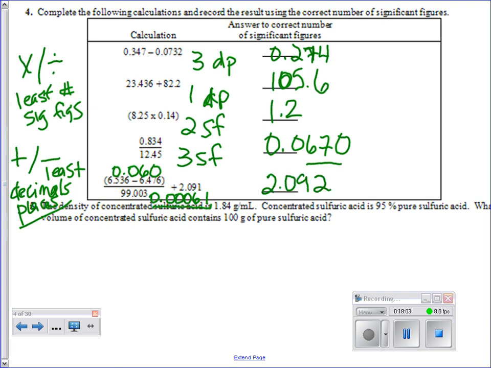2.09. Aren't we so glad we did all that work for a change of, what is that, a thousandth of a number? So exciting. All right, so practice your homework problems on sig figs.